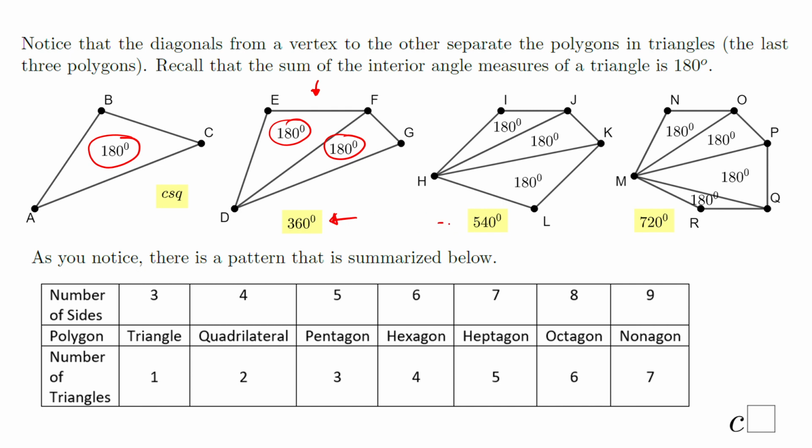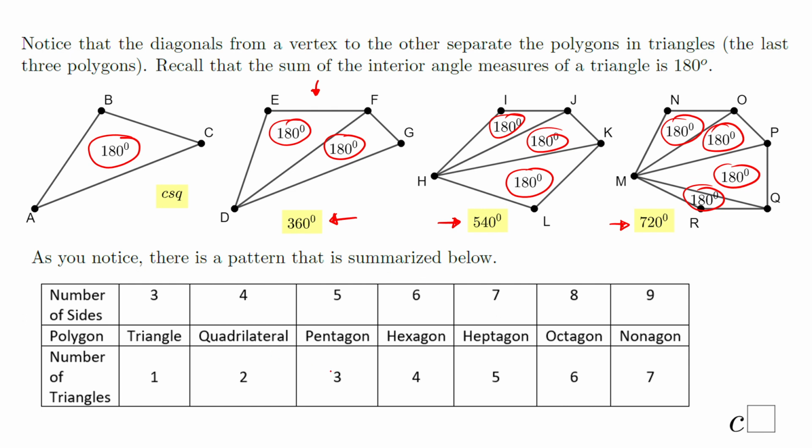Very similar we can do for a pentagon. We have three triangles. You see these two diagonals form three triangles, and if we add these three 180 degrees, that tells us the sum of the interior angle measures of this pentagon is 540. Very similar for a hexagon, where we have four triangles, and that means if we add these four 180 degrees, we get 720. So the sum of the interior angle measures of this hexagon is 720.